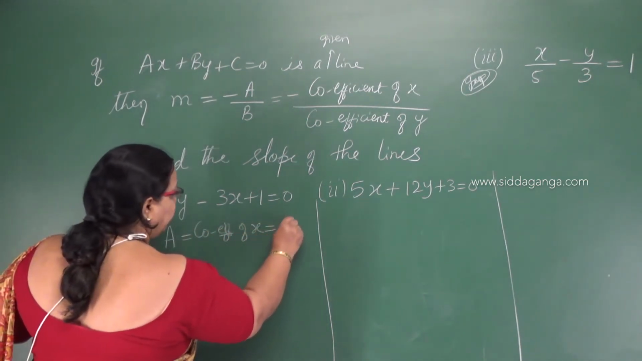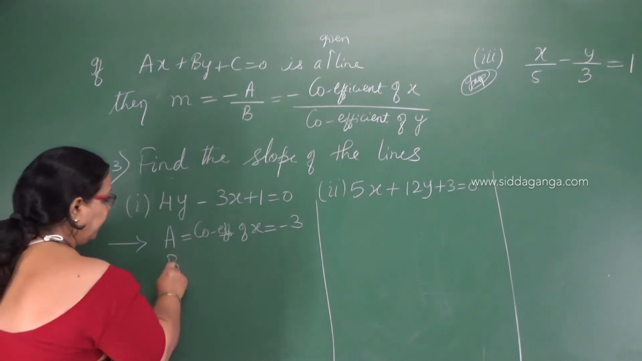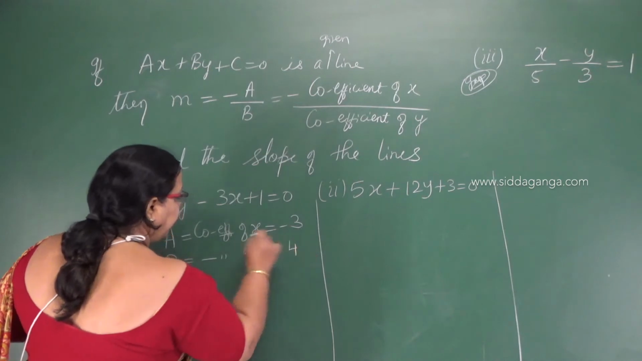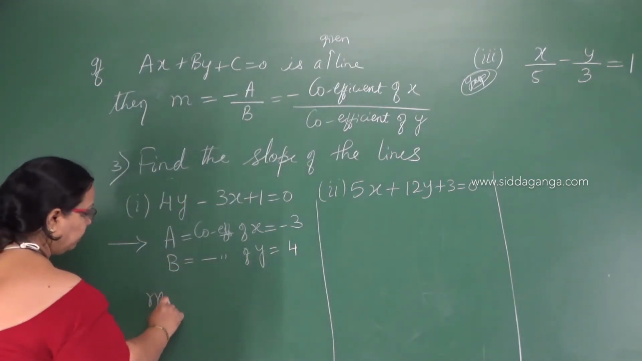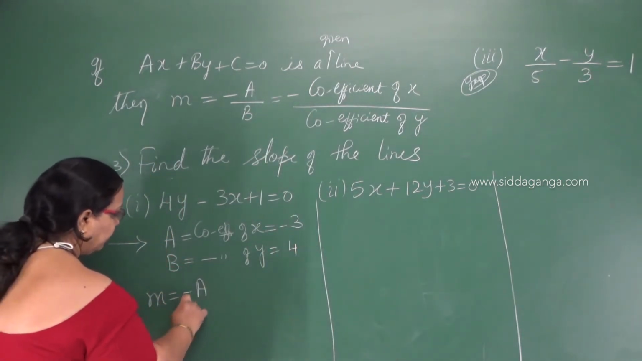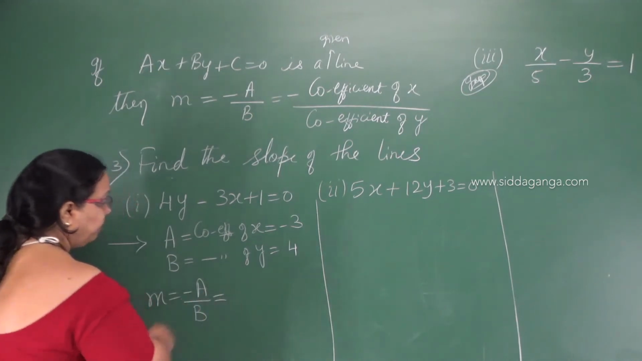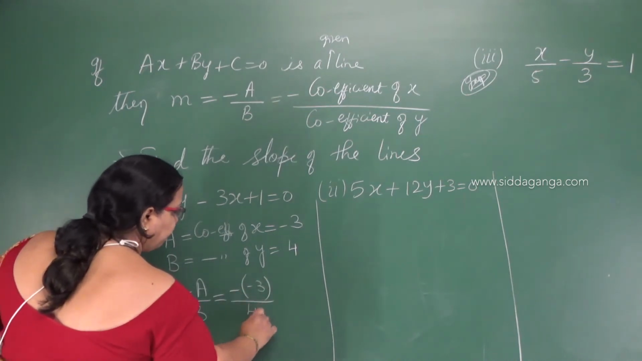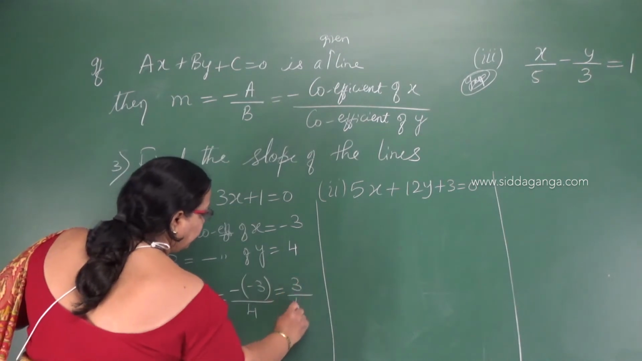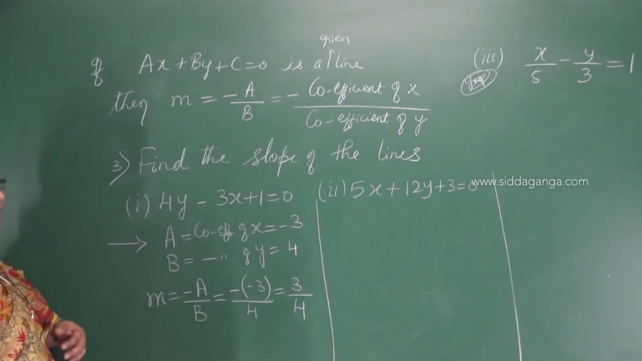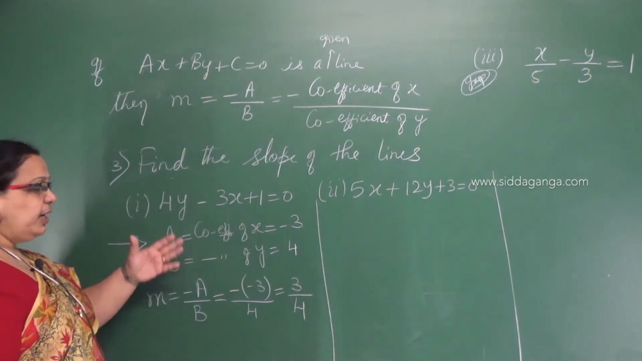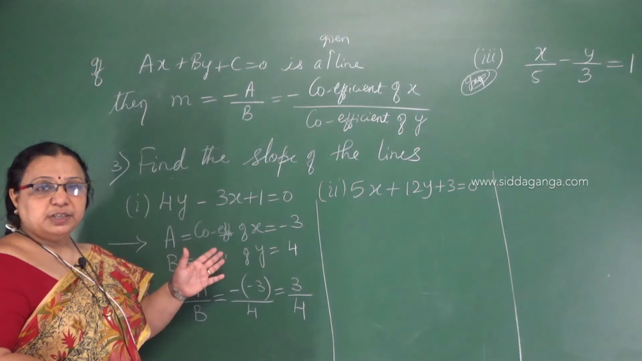So solution here: the coefficient of x, a, is equal to minus 3. b, the coefficient of y, is plus 4. Therefore, m equal to minus a divided by b, equal to minus of minus 3 divided by 4, that is equal to 3 divided by 4, which is the slope of the given line. Orally we can write the slope of these lines.